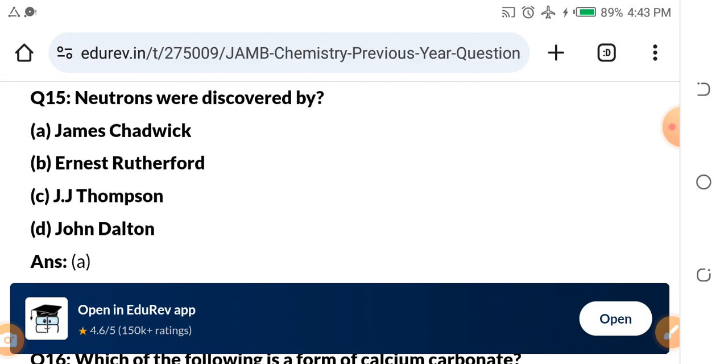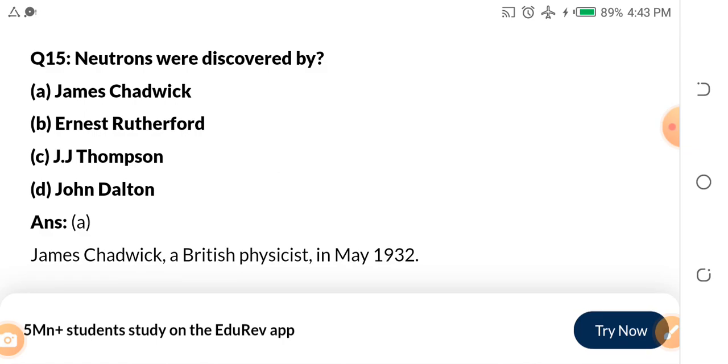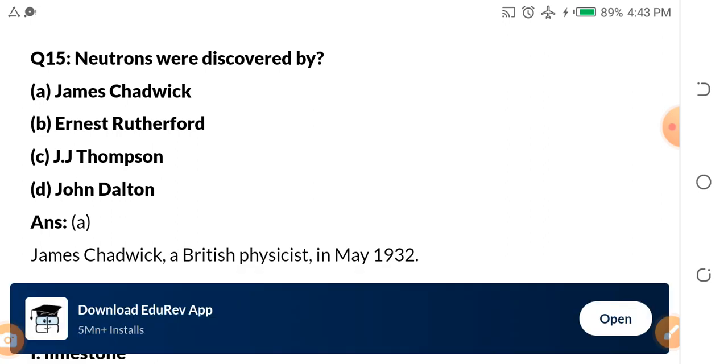Okay? Neutrons were discovered by dash. Who discovered neutron? These are foundational chemistry, SS1 work, but JAMB will not joke with them. A. James Chadwick. B. Rutherford. C. J.J. Thomson. And D. John Dalton. The answer is James Chadwick.